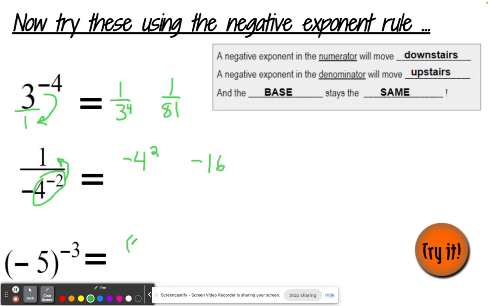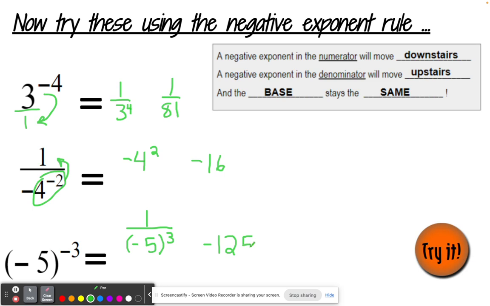This would be negative 5 to the third power. But I had to have moved downstairs. I should have written my 1 first. I don't have much room to write down here. Which would be negative 5 times negative 5 times negative 5, which is negative 125.